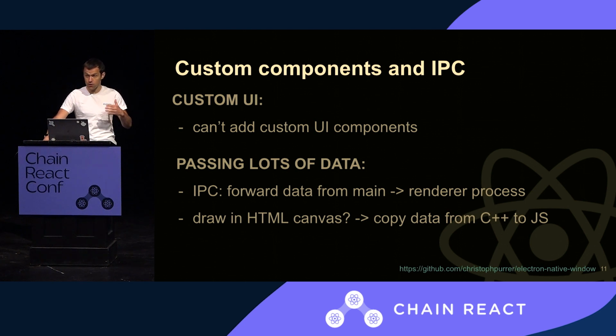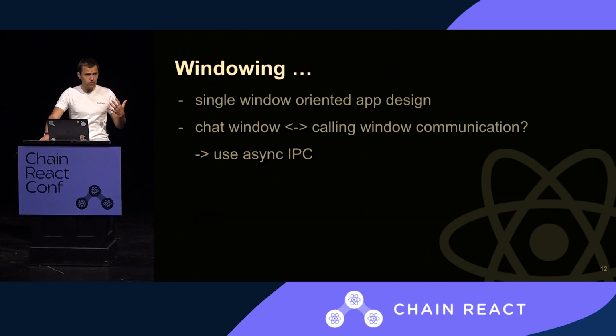And we thought the only way would be to copy data from C++ into the HTML canvas. So anyway, we either copy data or we have a really awkward user experience. Some other side effects we were running into: windowing. We had two windows, a calling window and a chat window. Those should be in sync. So once again, you have to do some IPC communication, calling window, main process, chat window, back and forth. Not really complicated, but a little bit of overhead.